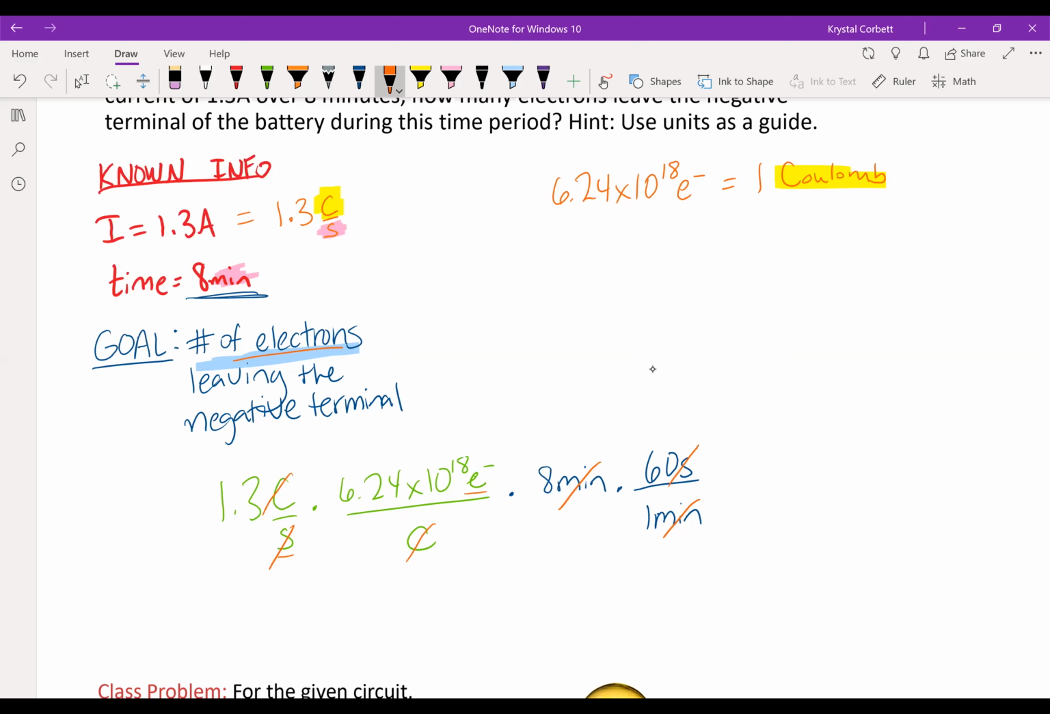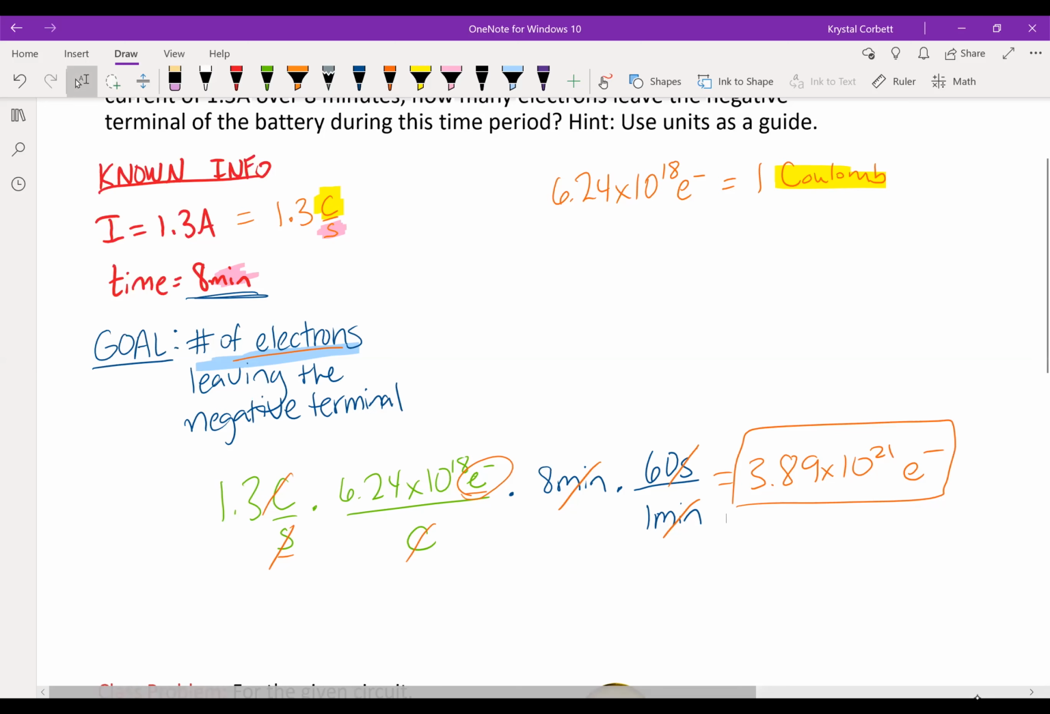And then when you multiply it out, remember, everybody get your calculator out while I'm doing this. And I get there are 3.89 times 10 to the 21st electrons leaving that negative terminal of the battery, if I held that flashlight on for 8 minutes with a current of 1.3 amps.